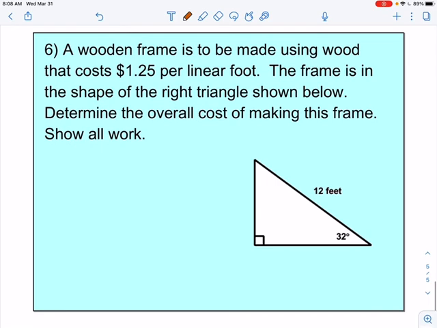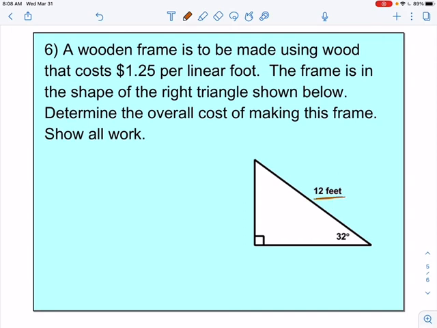Okay, and our last question, number 6: we have a wooden frame to be made using wood that costs $1.25 per linear foot. The frame is in the shape of the right triangle shown below. Determine the overall cost of making this frame and show all of your work. Okay, so similar to the last problem, I'm first going to find the perimeter and multiply the perimeter times the cost.